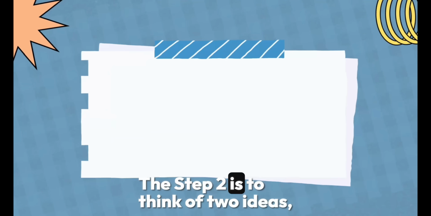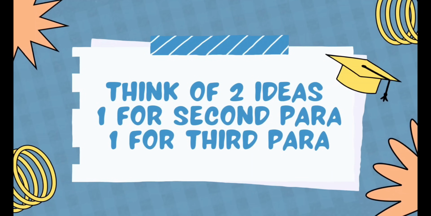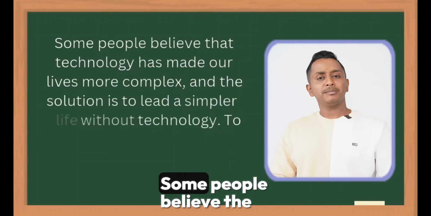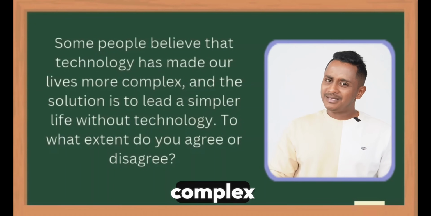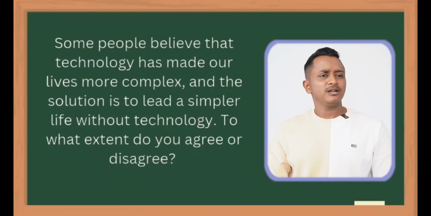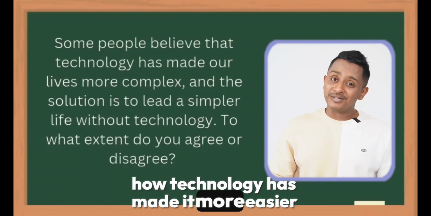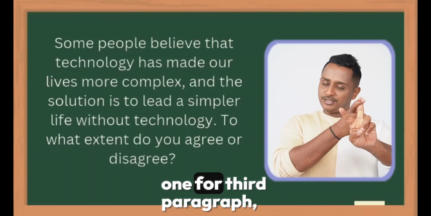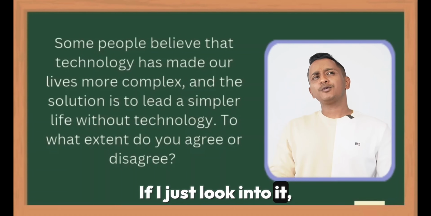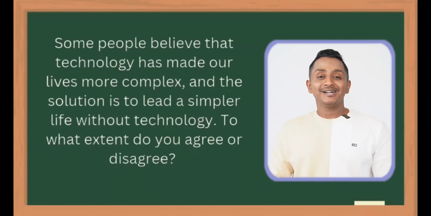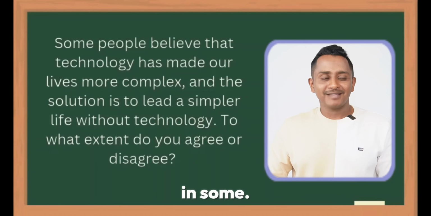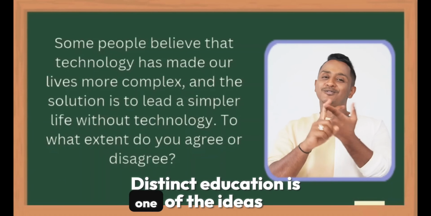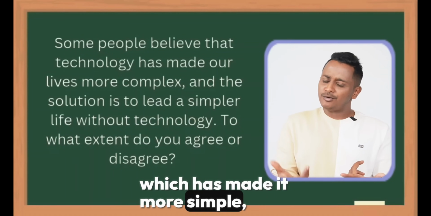Step 2 is to think of 2 ideas. One idea for para 2, one idea for para 3. So if this is the question, some people believe that technology has made our lives more complex. Let's say I disagree. Now I'm going to say how technology has made it easier, how technology has helped me. So 2 ideas, one for the second paragraph, one for the third paragraph. For the second paragraph, if I just look into it, probably I can think of distant education. Right now you're sitting somewhere in some corner of the world, still you're able to connect with me. Distant education is one of the ideas which has made it more simple, not complex.